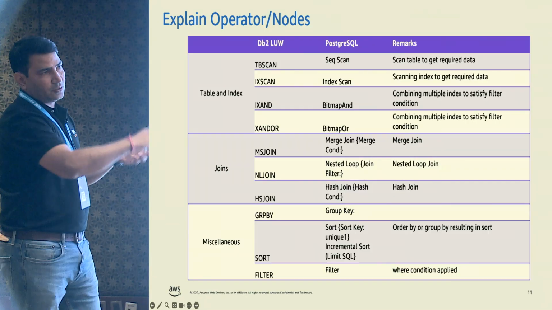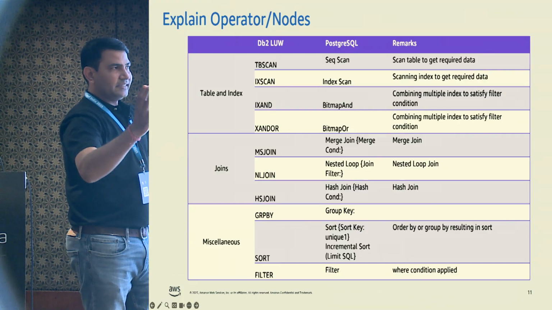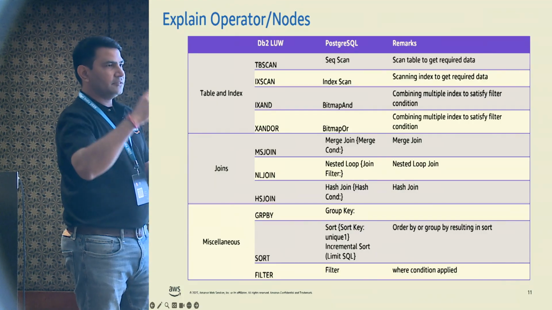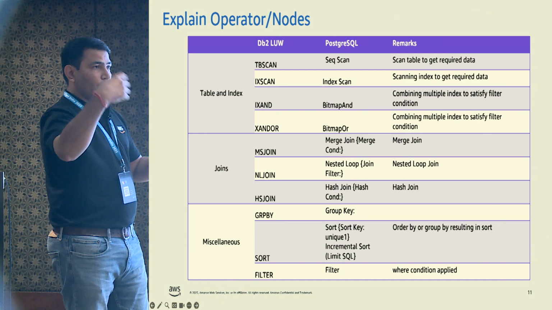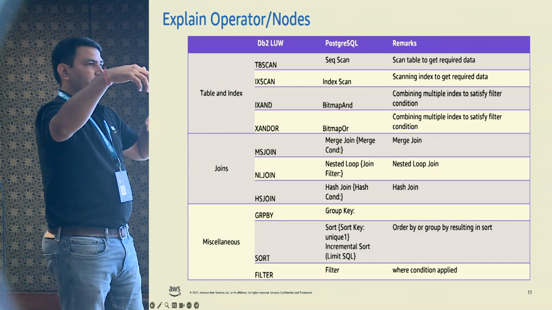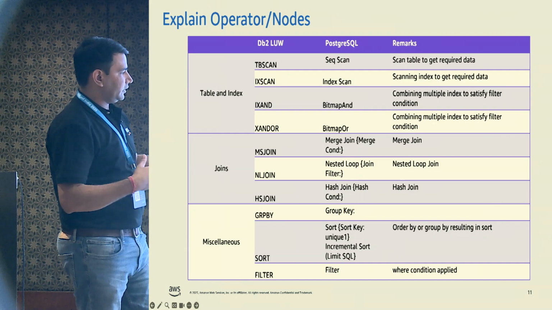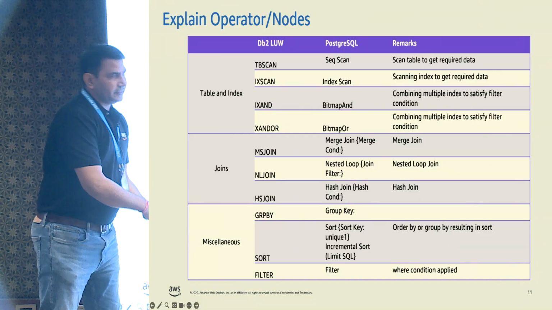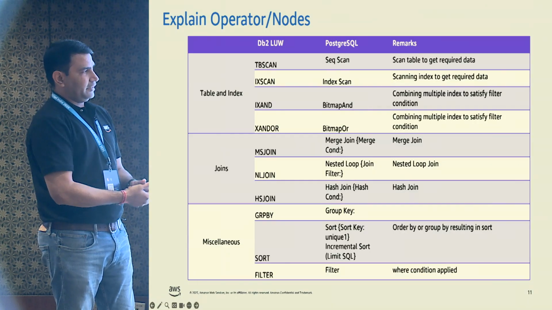So the difference is the whole result set is sorted at once. Incremental sort means only the piece which needs to be joined between that node is sorted, instead of waiting for the whole sort to happen, right? So that's different. And last is the filter, like what kind of filter was applied and all that.